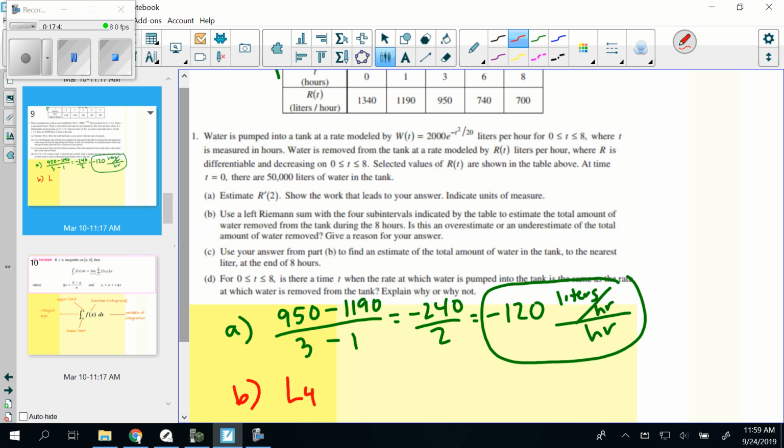So I'm going to put an L there so I remember it's left. And we want to do this with 4 subintervals with what we're given up there.